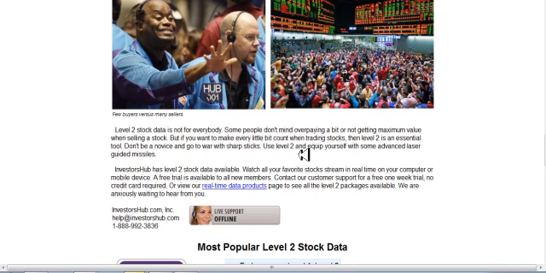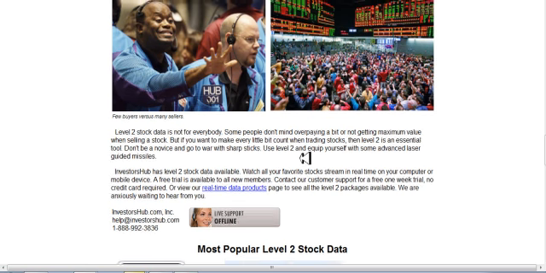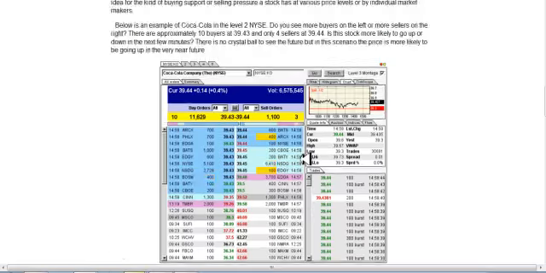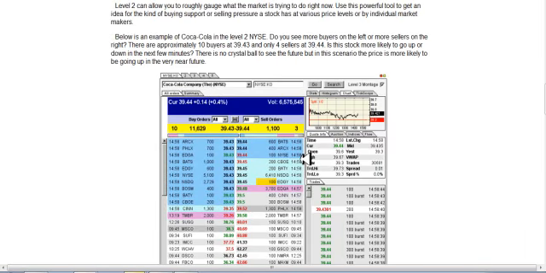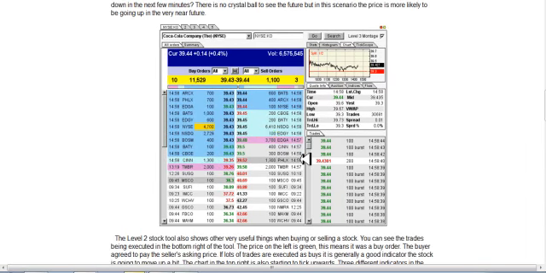Don't be a novice going to war with a sharp stick. Use Level 2 and equip yourself with some advanced laser-guided missiles. Investors Hub has Level 2 stock available, so you know it's something that many of us use here in Pennyland. So take advantage of this particular tool.